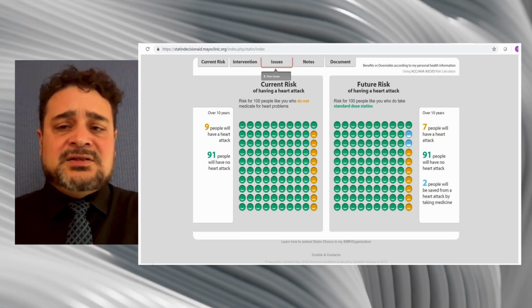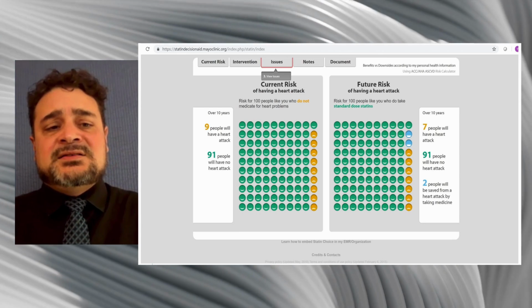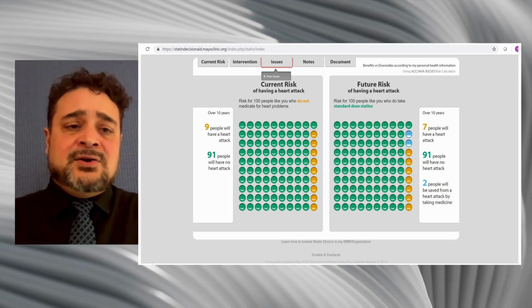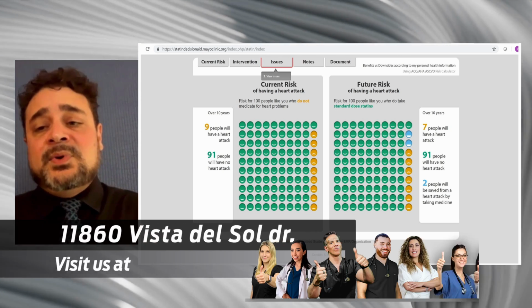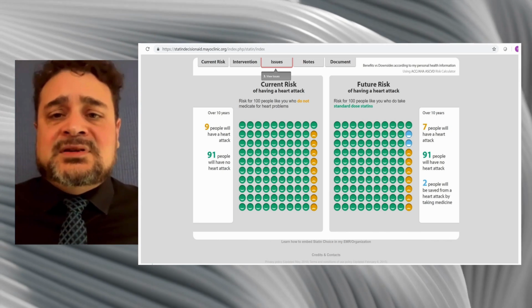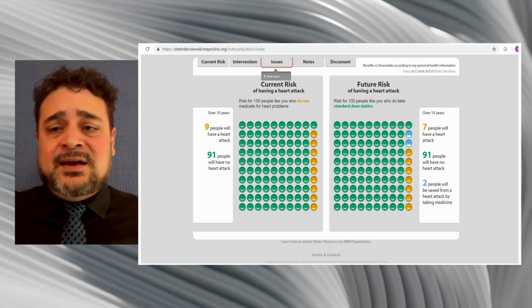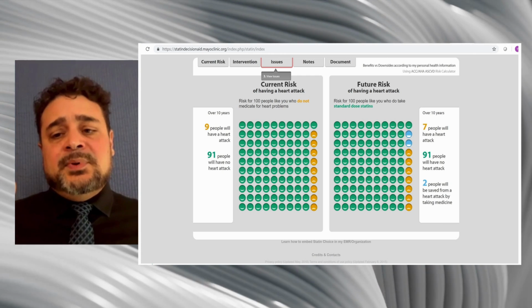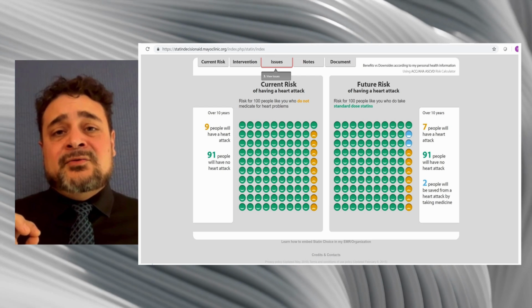the tool, and you plug in his information, it basically says that 9 people will have a heart attack in 10 years if they do nothing, and 7 people will have a heart attack if an intervention happens, if they end up going on a standard dose statin. And from that, you can tell the difference is 2 people. So 2 people will be saved from a heart attack.